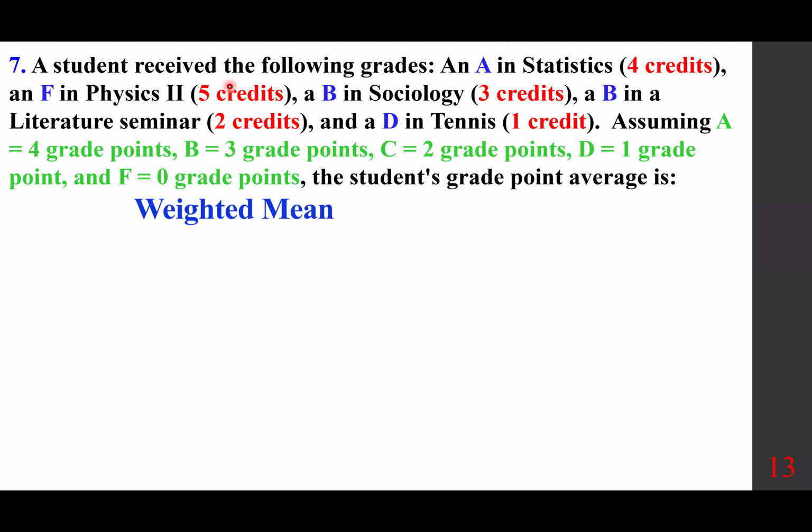A student received the following grades: an A in statistics, 4 credits, an F in physics 2, 5 credits, a B in sociology 3 credits, a B in a literature seminar 2 credits, and a D in tennis 1 credit. Assuming A is 4 grade points, B is 3 grade points, C is 2 grade points, D is 1 grade point, and F is 0, the student's grade point average is, we have to calculate the GPA, and it's important for students to know that we use weighted average or weighted mean.